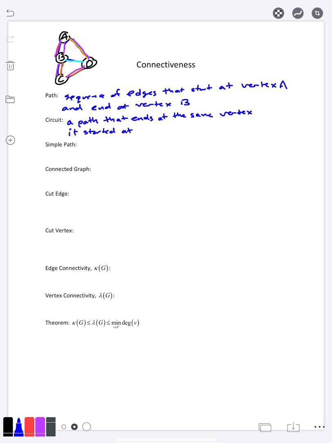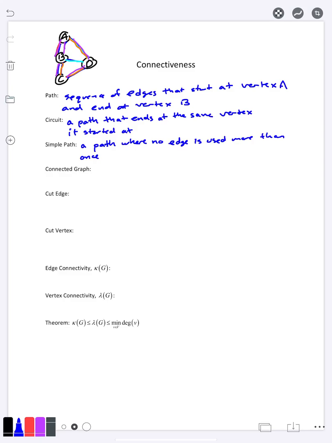Finally, a simple path is a path where no edge is used more than once. So basically you don't want to cross over an edge you previously used again if you want it to be considered a simple path. And again, the reason why we have these slightly different definitions is that some theorems are only going to hold for simple paths and some theorems would hold for any path. So that's why we want to be clear on the difference here.